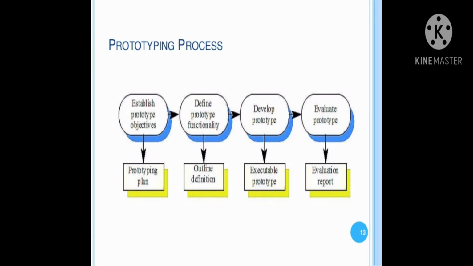Prototyping process. We have four prototyping steps. First, establish prototype objectives, which gives a prototyping plan. Second, define prototype functionality, which gives an outline definition. Third, develop the prototype, which gives an executable prototype. And fourth, evaluate the prototype, which gives an evaluation report.